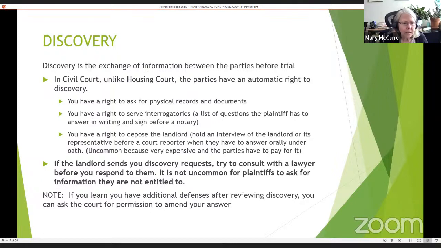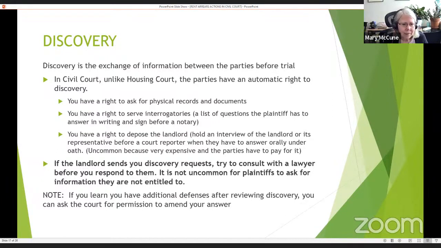You have a right to serve what are called interrogatories, which are written questions that the plaintiff has to answer in writing and sign before a notary to say that the answers they've given are correct. And you also have a right to depose the landlord. That's an interview where the landlord or their representative answers questions before a court reporter who swears them in. So they're answering under oath.